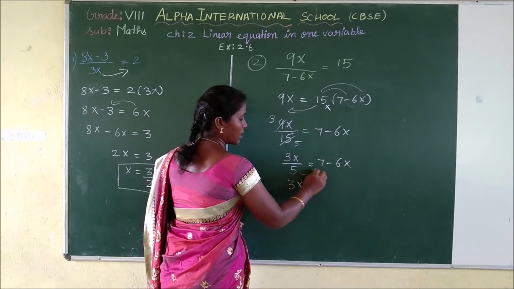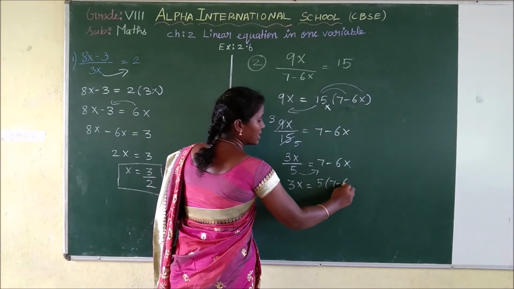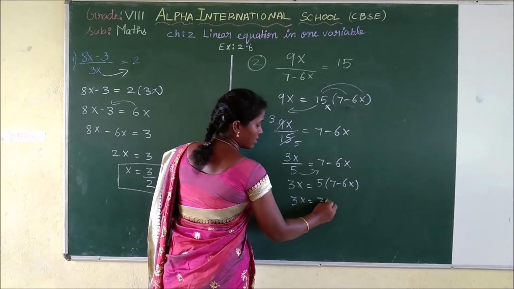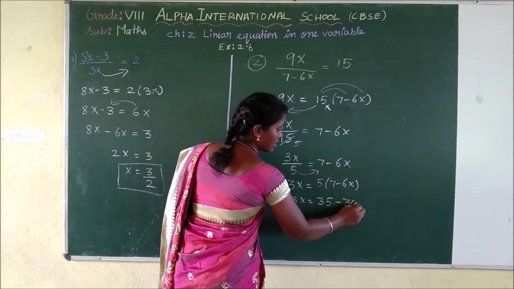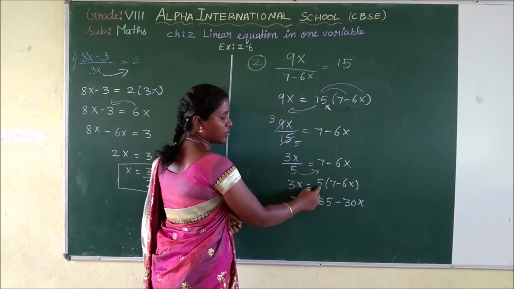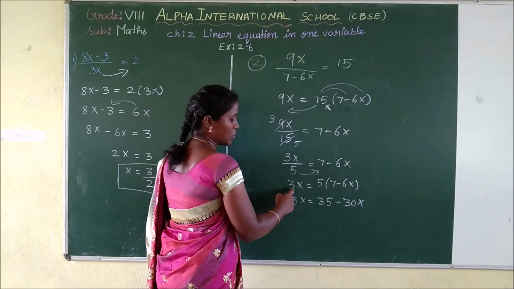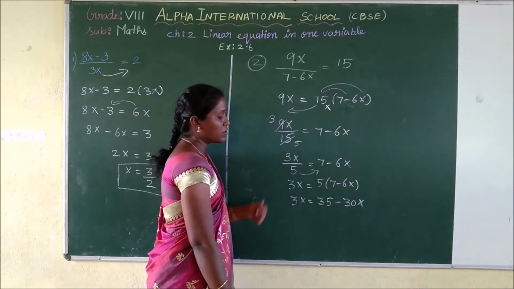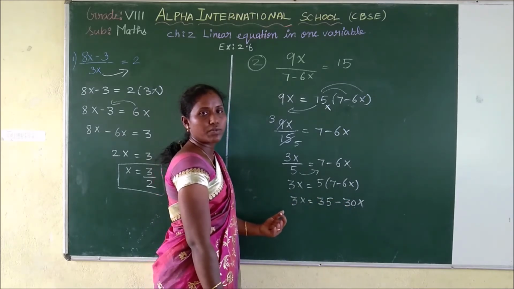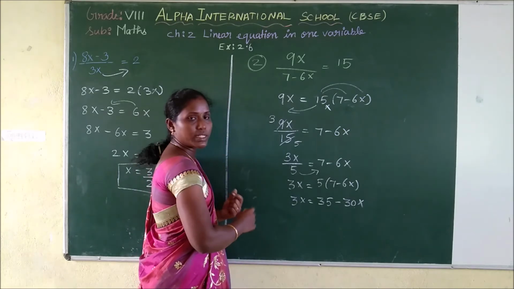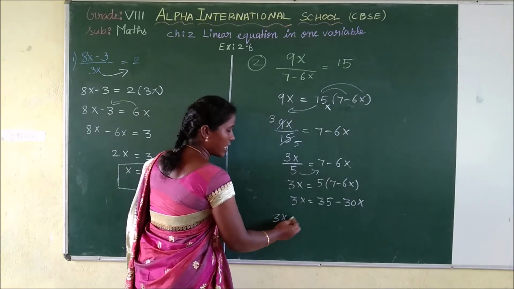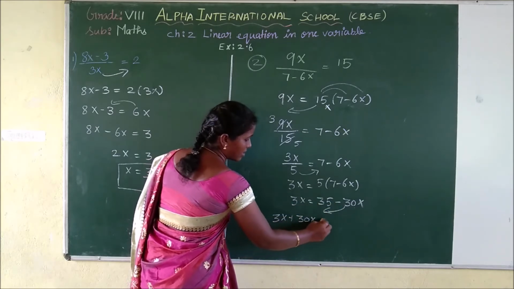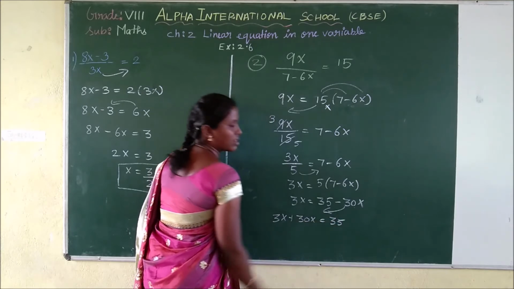7 minus 6x. So multiply by 5. 3x is equal to 5 into 7 minus 6x. So 3x is equal to 35 minus 30x. How? 7 5s are 35, 6 5s are 30. So 3x is equal to 35 minus 30x. Now take the terms having variables to one side of the equation. So 3x minus 30x, it comes here as plus 30x is equal to, the only number is 35.